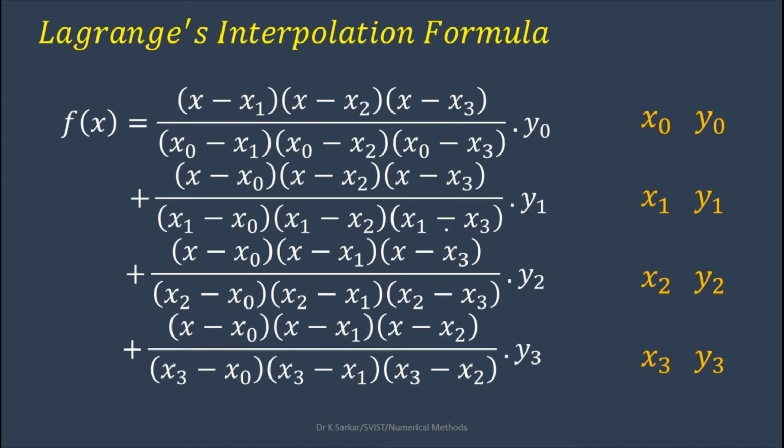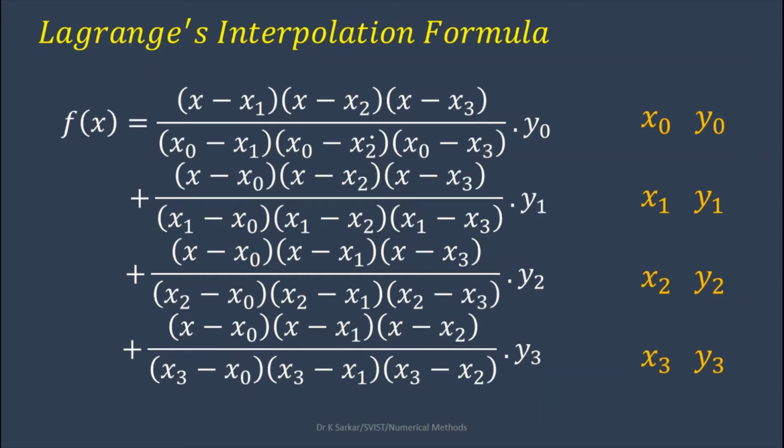This is Lagrange's interpolation formula. f(x) equals (x minus x1)(x minus x2)(x minus x3) divided by (x0 minus x1)(x0 minus x2)(x0 minus x3), this whole term multiplied by y0. Observe here that in the numerator, except x0, the others x1, x2 and x3 are subtracted from x. And in the denominator, except x0, x1, x2, x3 are subtracted from x0.